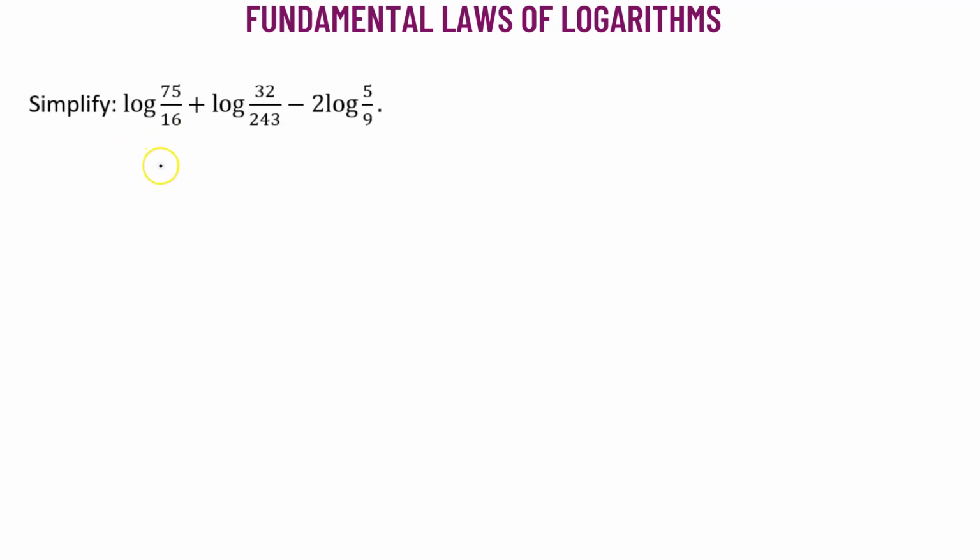Let's simplify the given logarithmic expression. So here we have log of 75 over 16. If we factorize 75, that will be 3 times 25. So that means we have 3 times 5 times 5 divided by 16. So that's simply 2 raised to the power of 4, plus log of 32.